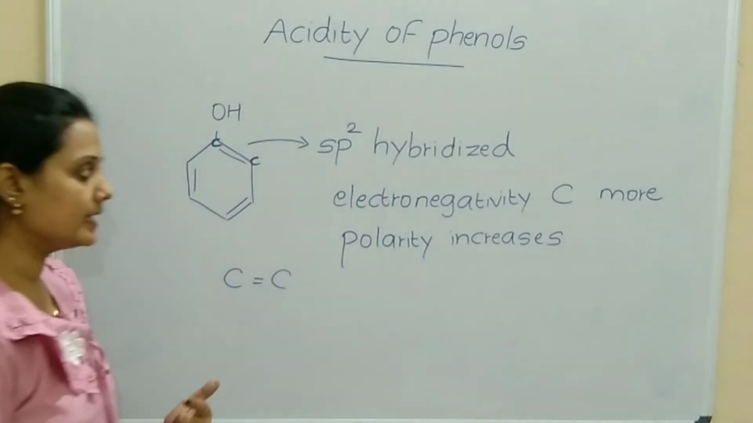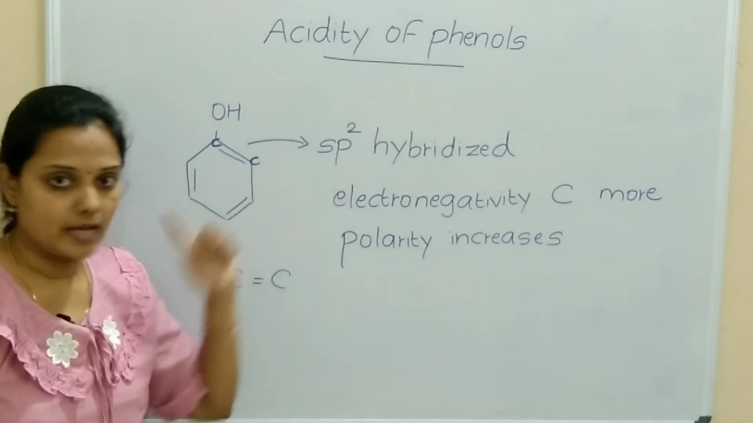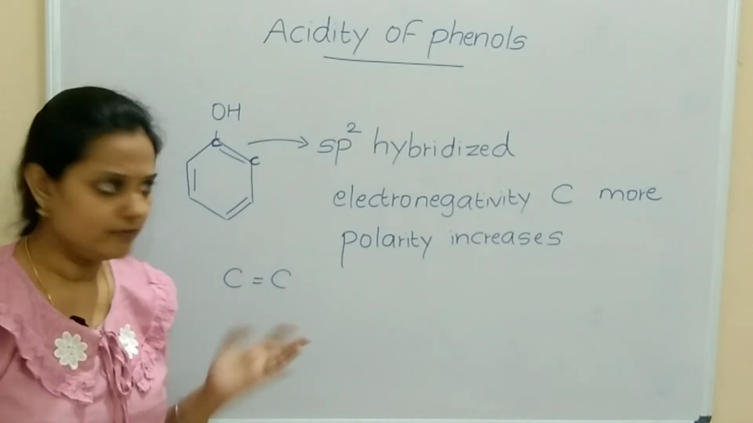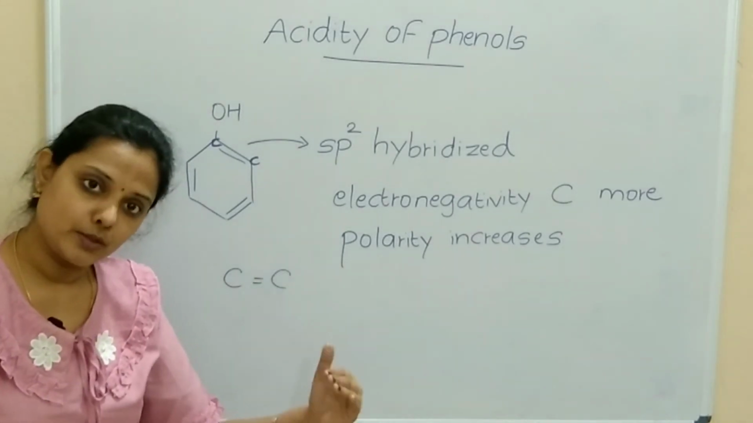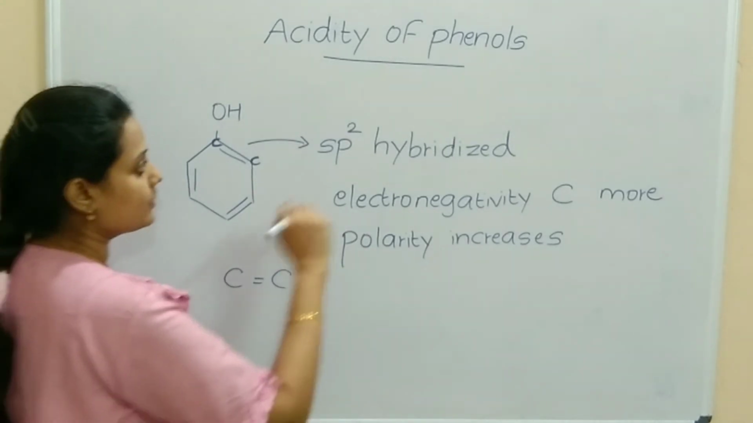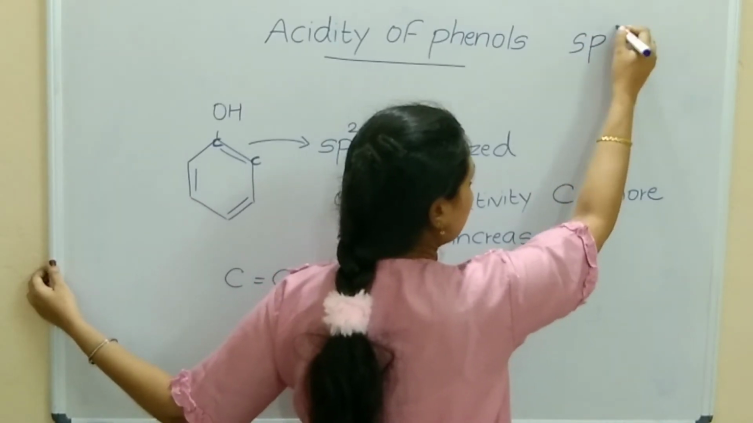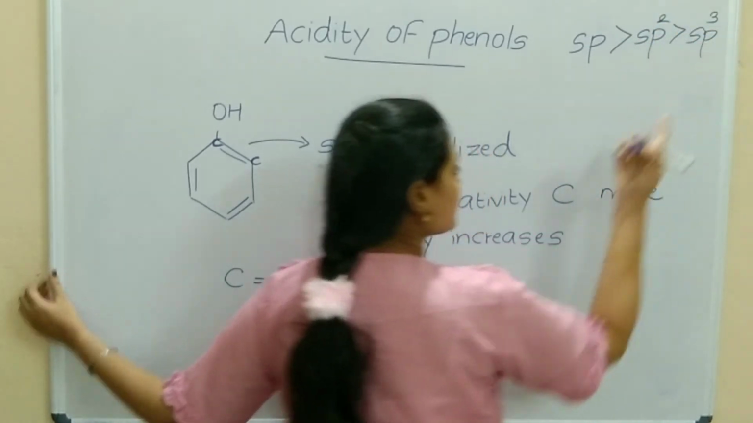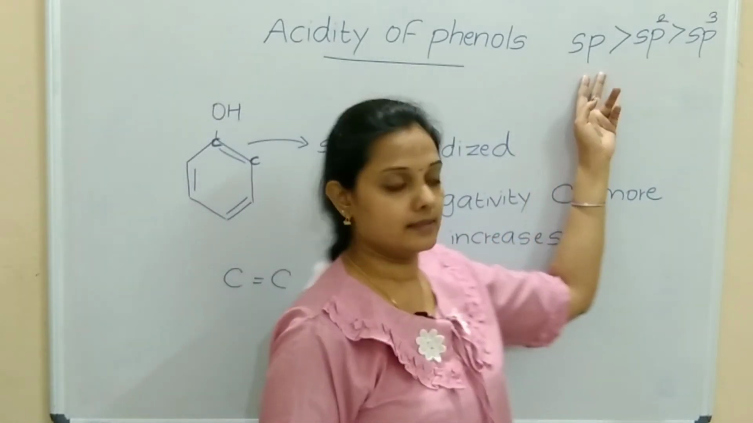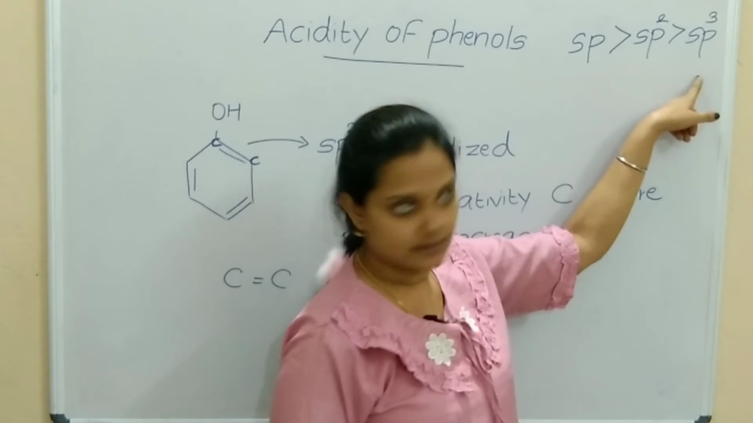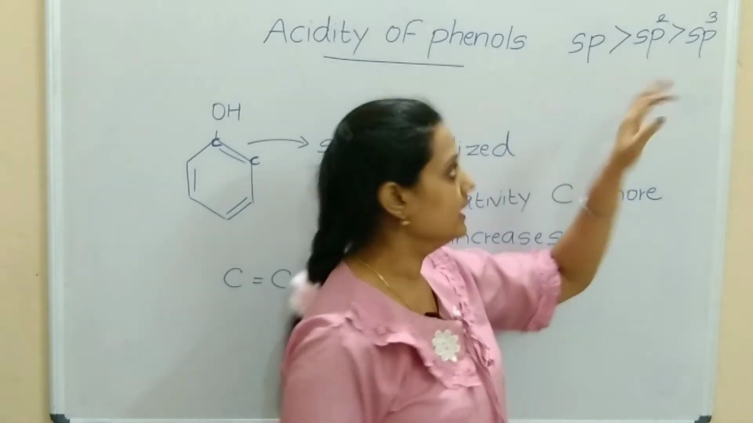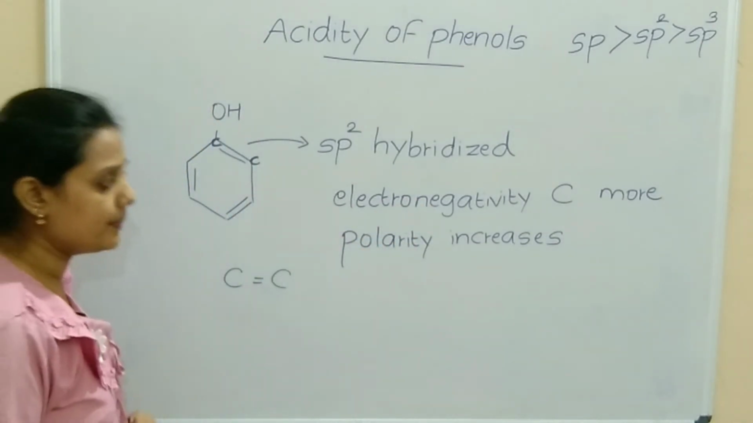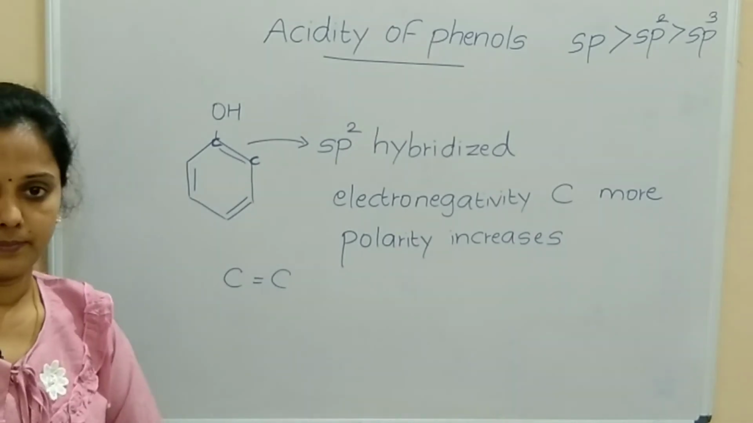Now why is the polarity increasing? The carbon is sp2 hybridized, so its electronegativity is more. We know the order: sp, then sp2, then sp3. An sp hybridized carbon is more electronegative than sp2, than sp3. Why is it so? Because the percentage of s character is more. So sp2 is more electronegative, and the polarity increases.